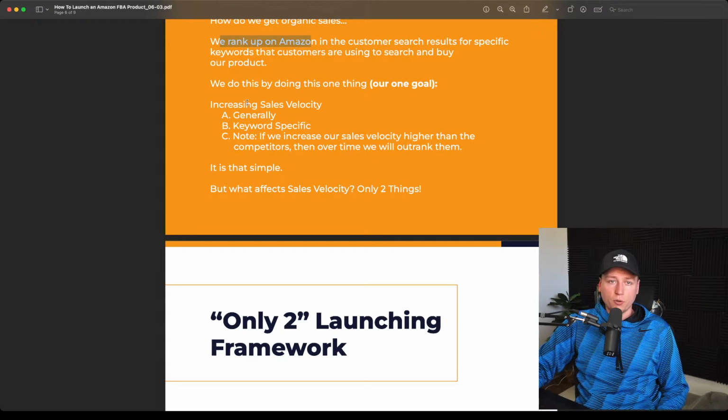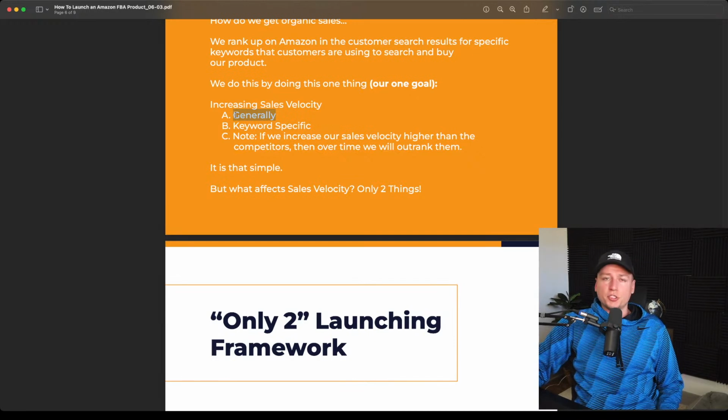So we do this with our one goal, which is increasing sales velocity generally. This means it's not keyword specific. Okay, I'll go to B here. So it's not keyword specific as the other one here, and we have generally. The difference between these two is, there are certain ads on Amazon that you could do. You can plop them on your competitor's listing, ASIN or product page ads. This is general sales velocity if we get sales this way, because it's not keyword specific. Same thing if we just take our Amazon link and send a customer there, whether it's ads or somewhere else. This is just general sales velocity.